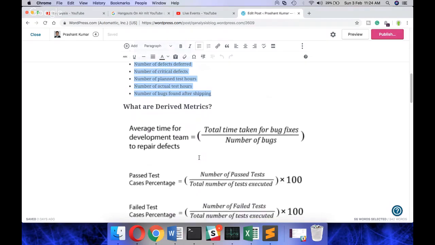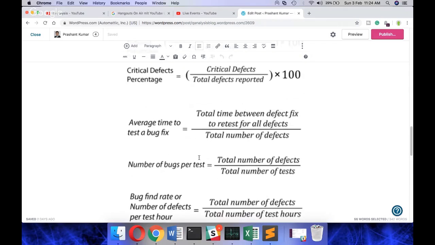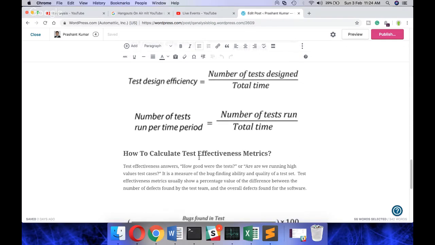Then you can derive different kinds of matrices as mentioned over here. With this, we come on to our next topic, which is a very important one: how to calculate the test effectiveness matrix. Now, what is test effectiveness? When you are asked how good you are at testing, or are we running high value test cases, or what is the measure of bug finding ability or quality of the test set, all these questions can be answered by calculating the test effectiveness matrix.